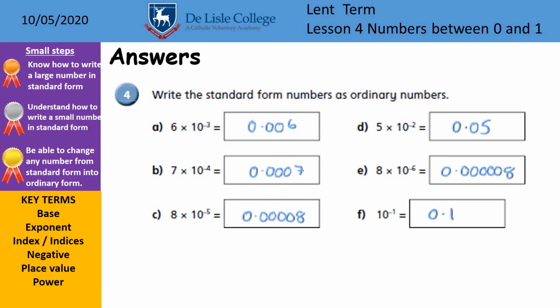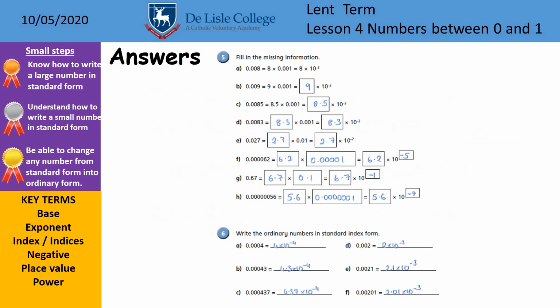Here are your answers to question 4. Please mark them carefully. Pause the video while you do that, especially with the number of noughts. And here are your answers to question 5 and 6. Be really careful when you're marking these, because it's very tempting to get them wrong. I'm sure I might have done if I'd been doing them.